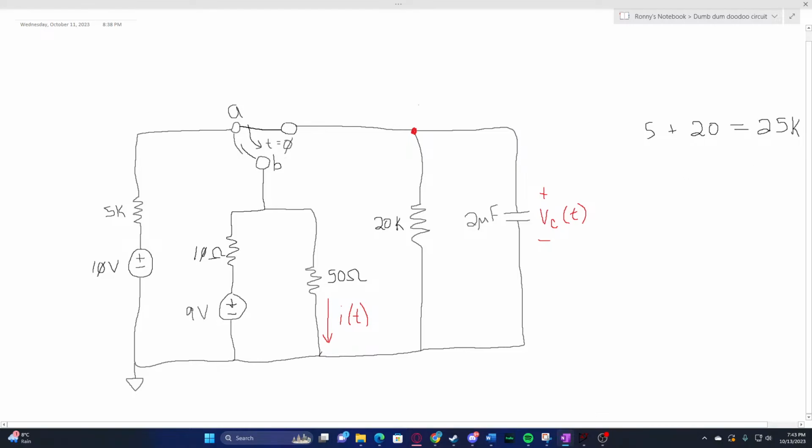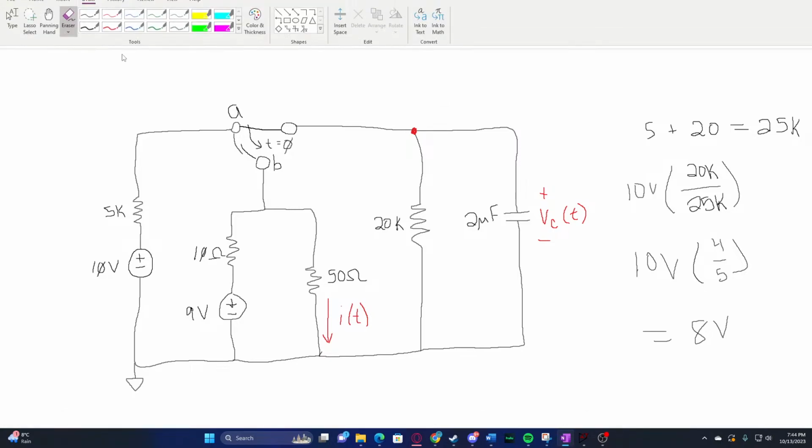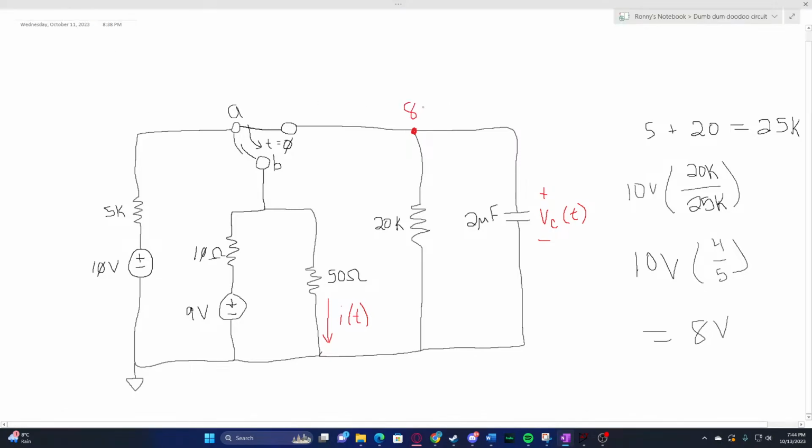And if you want the voltage at this point, you have to do voltage divider math, which would be 10 volts times 20K over 25K, which is the same as saying 10 volts times 4/5, which equals 8 volts. So, I grab my eraser, do that real quick, grab my red. The voltage here at t equals 0 equals 8 volts. There we go.